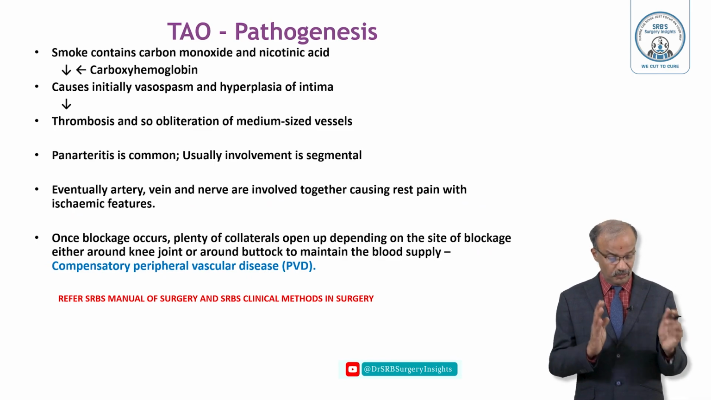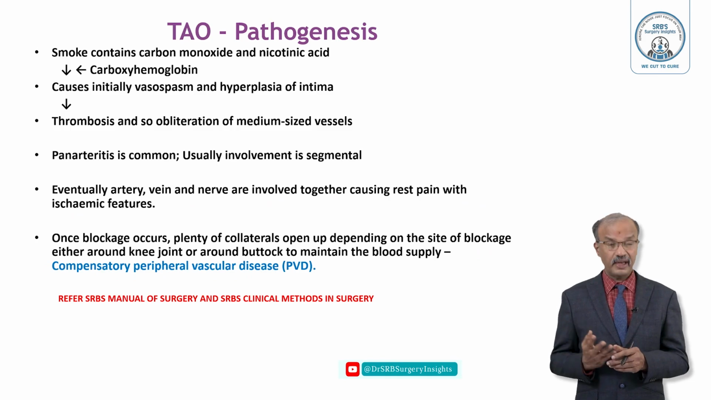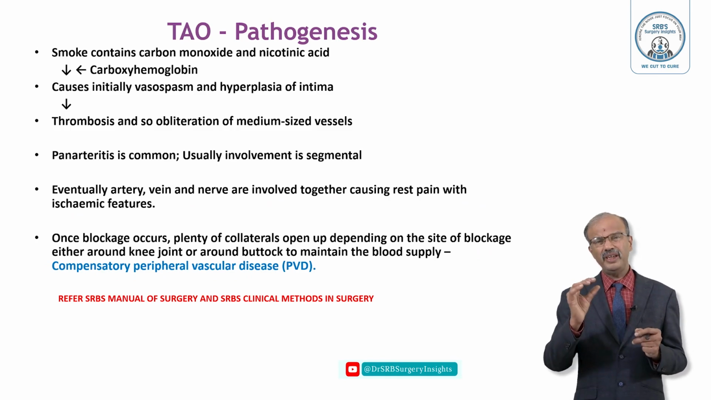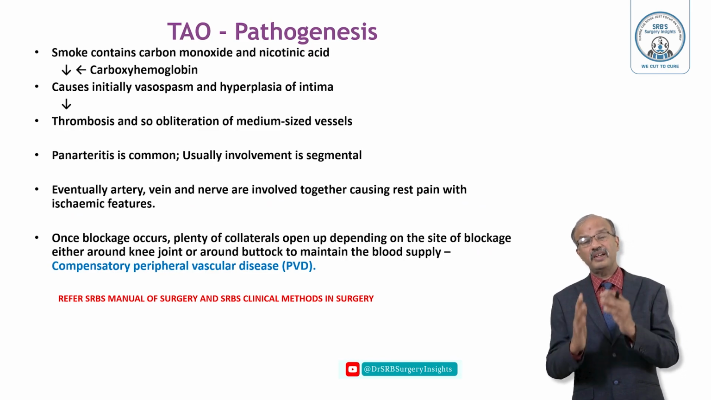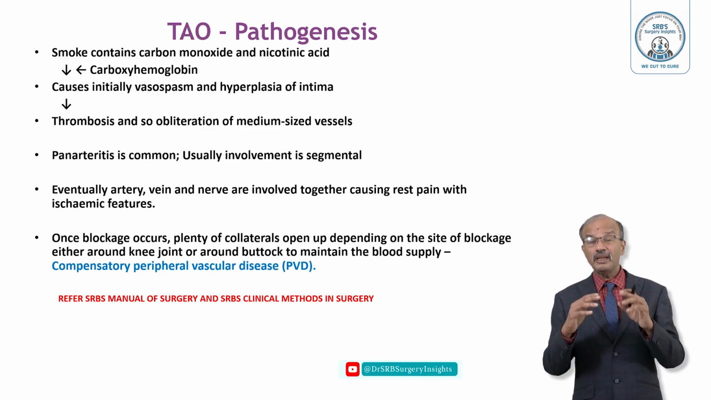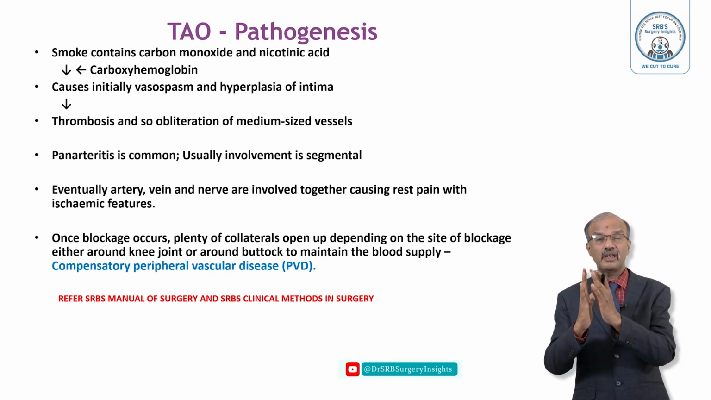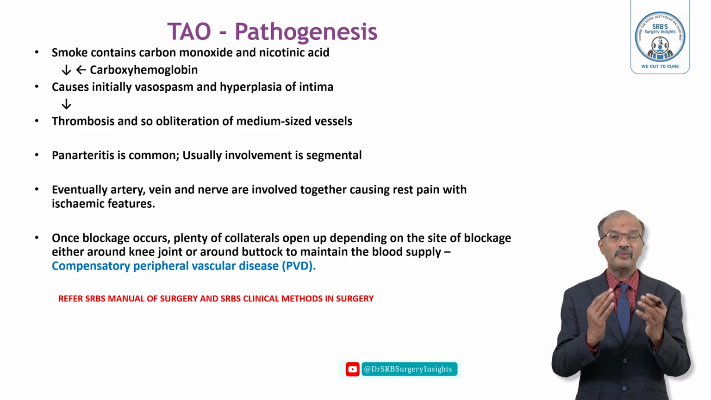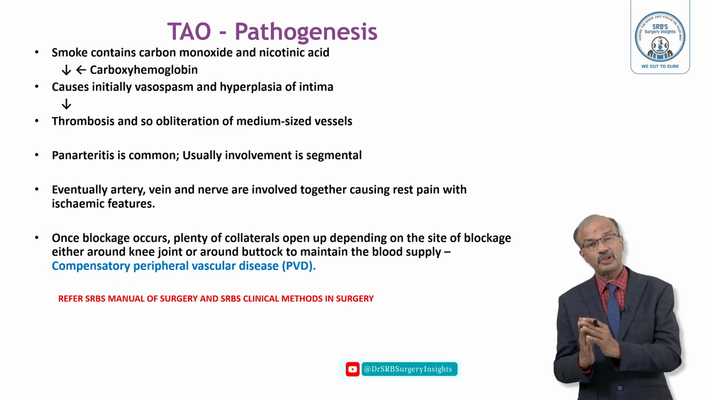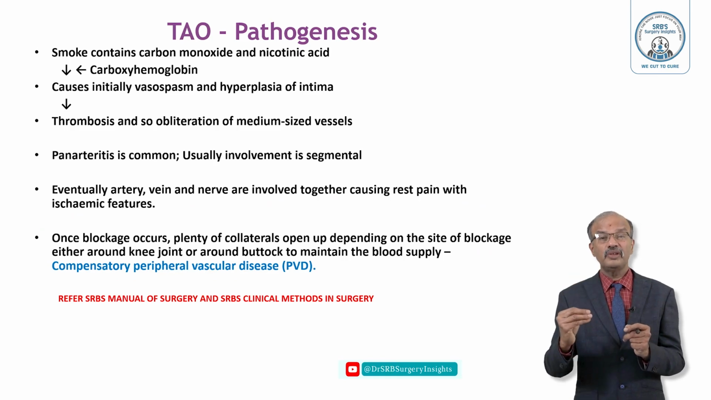I'm not going to discuss it in detail, I just highlight here: smoke contains carbon monoxide and nicotinic acid, and it causes intense vasospasm initially, vasospasm of the medium-sized arteries, and eventually intimal hyperplasia. You know that intima, media, adventitia, three layers are there for the artery. So intimal hyperplasia develops, and once hyperplasia develops, blockage occurs, then thrombosis occurs. So vasospasm, intimal hyperplasia, blockage, and then thrombosis, then occlusion.